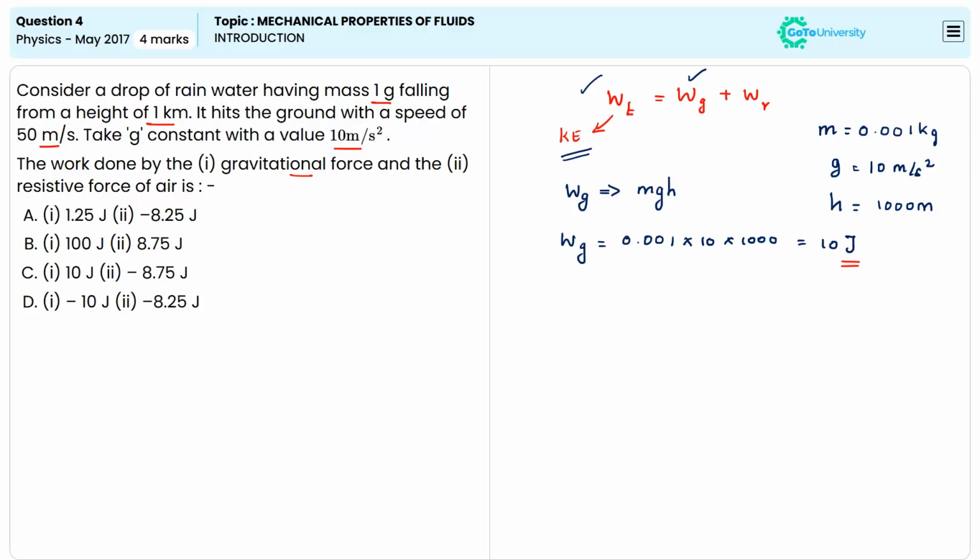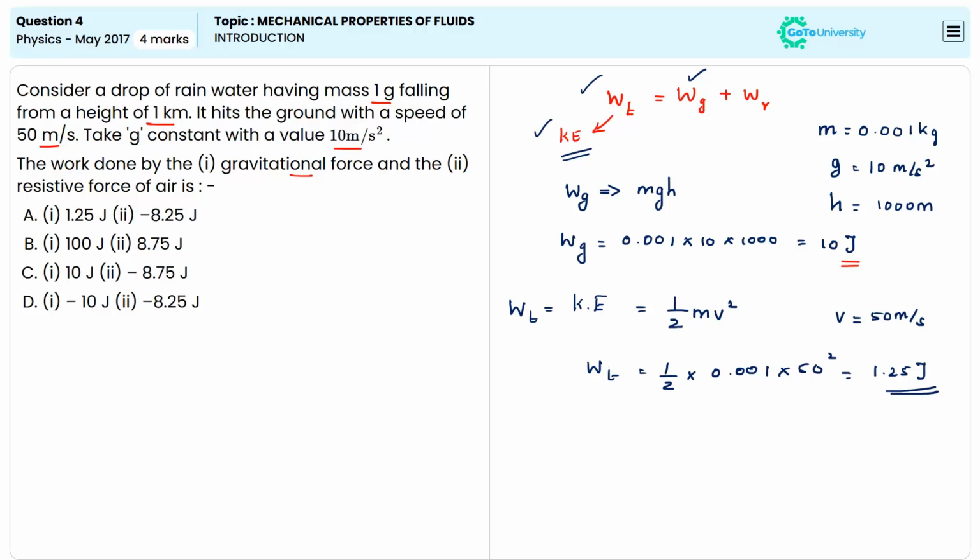Now we have to find the value of total work done, or else we can say the kinetic energy at the ground can be calculated using a formula half mv square. We have a mass value, whereas v is representing the velocity, which is given as 50 meter per second. So when we are applying the values, it will be equal to half times 0.001 times 50 square, which will be equal to 1.25 joule. So this is our total kinetic energy value, or as we can say the total work done.